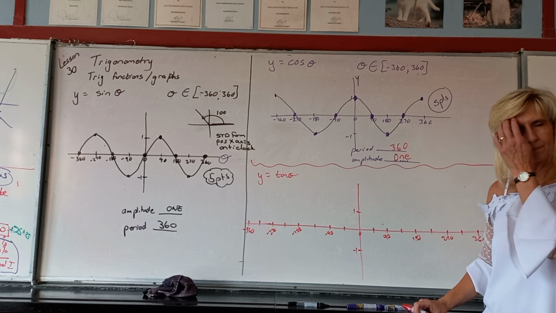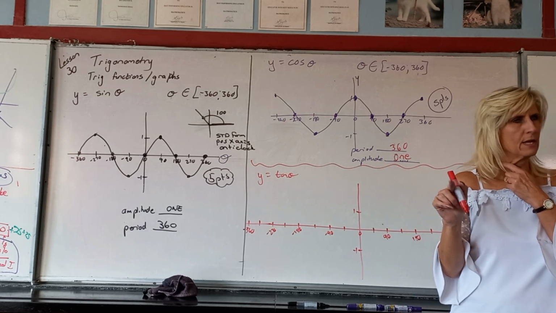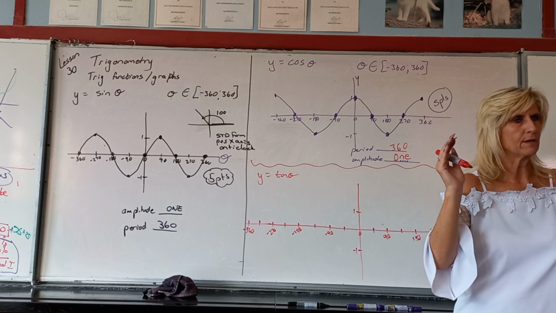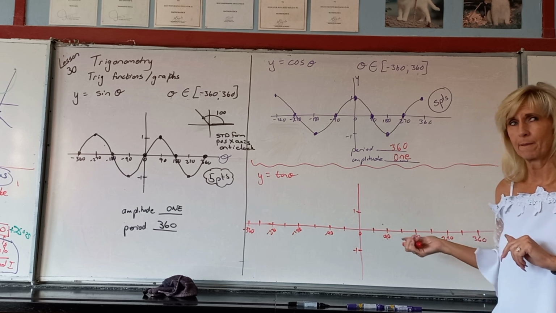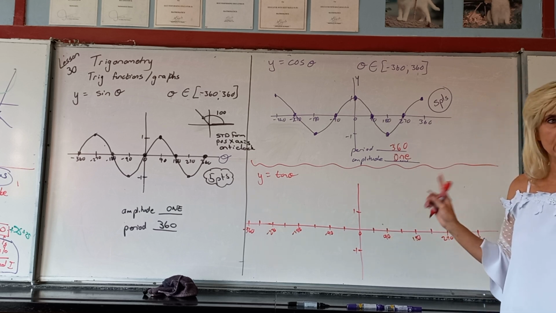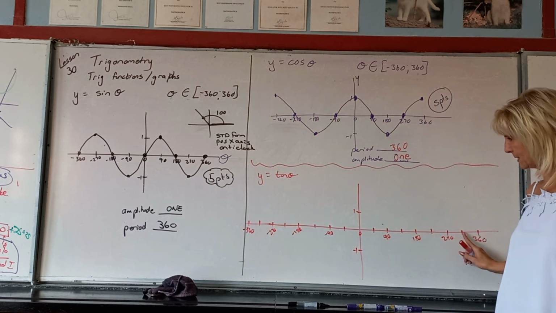So did the period ever change in grade 10? No. Sin, I don't care what it was in grade 10, it was always 360 period. Cos 360, tan 180. Excellent. Let's see how. Do you see the difference in my general graph, the mother graph of sin and cos and tan? What happened here?